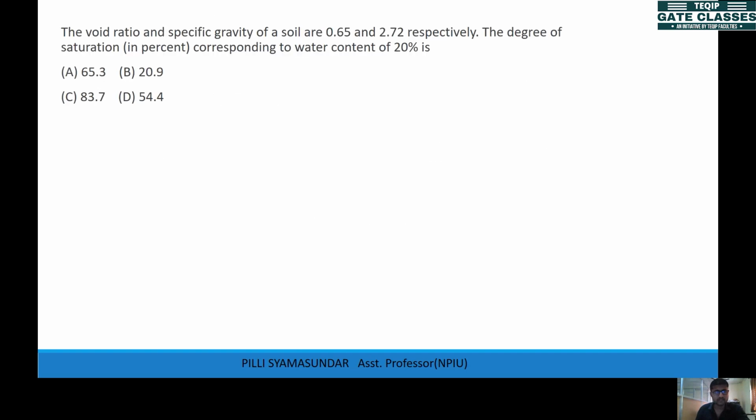So here is the next question. The void ratio and specific gravity of a soil are 0.65 and 2.72. So void ratio 0.65 and what else? Specific gravity G is given, which is 2.72. So the degree of saturation corresponding to water content of 20%. So water content is given, which is 20%. So what is S? We have a straight relation here, right? So WG by E is equals to S.